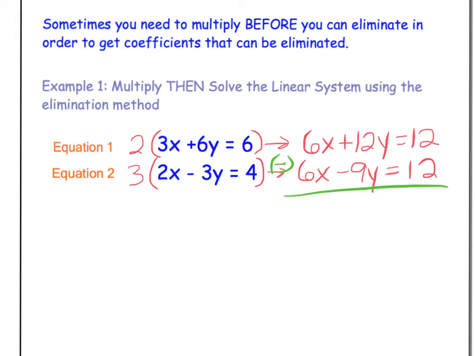Over on the right side, I have 12 minus 12, and that's 0. And that sometimes happens, and it is what it is. So you finish up solving by dividing by 21, and you end up with y equals 0.